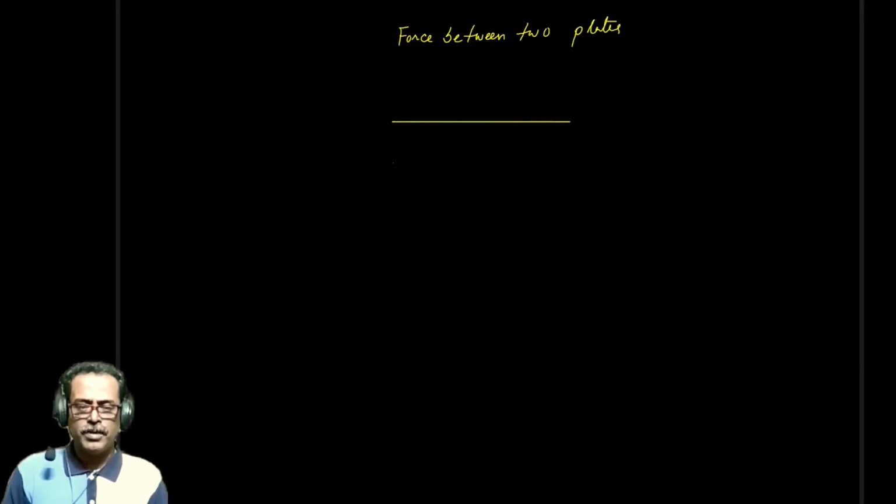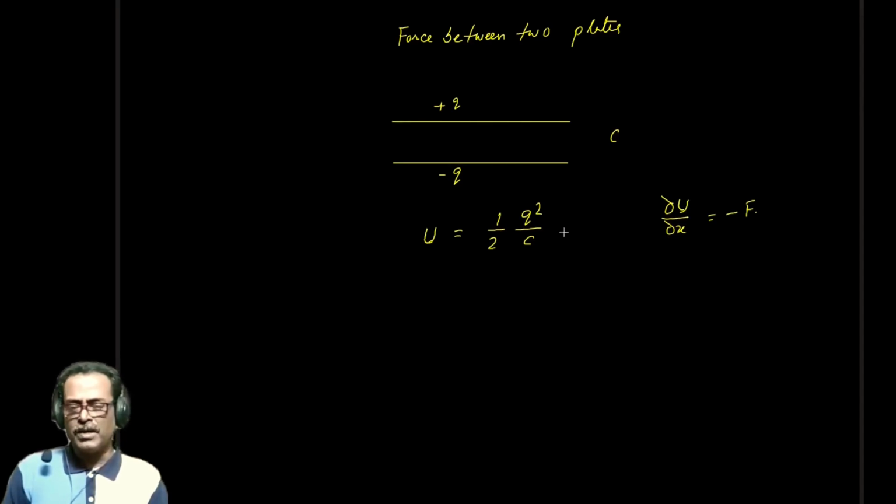Suppose positive plate and this negative plate, plus Q is stored at this plate and minus Q is stored. Capacitance of the capacitor is C. Therefore the potential energy stored is U is equal to half Q square by C. And we know that del U by del X is equal to minus F. And the del X is the distance of separation. When there is no charge, there is no potential energy stored inside the capacitor.